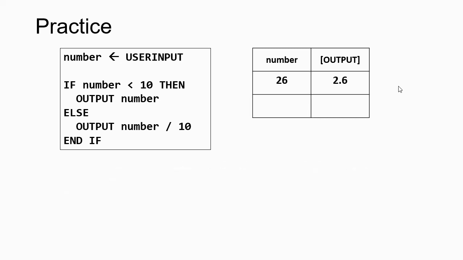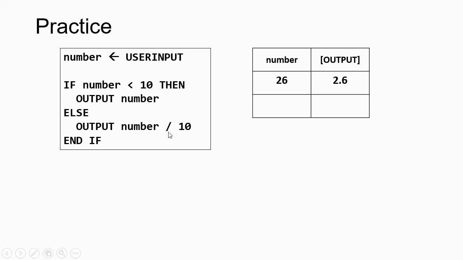Okay, let's have a look. So this time we said the user input was going to be 26, that gets stored in the number variable. And then if number is less than 10, which in this case it isn't because 26 is obviously greater than 10, so we skip the first part of the if statement. Instead of outputting number, we jump down to else. So if it's not less than 10, then we execute this second output line of code here.